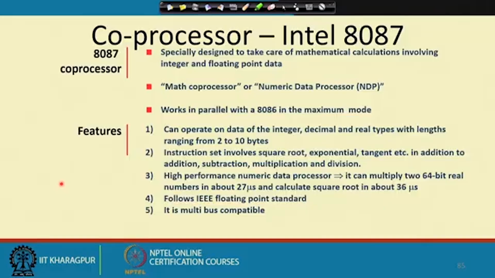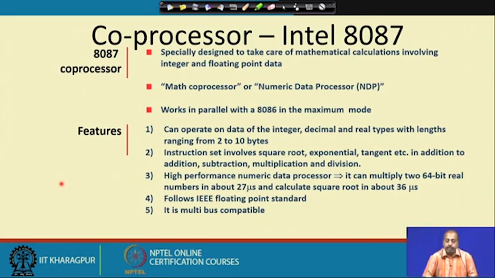The instruction set of 8087 has the square root, exponential and tangent functions. In addition to normal addition, subtraction, multiplication and division, you can also compute the square root of a number, the exponential, and these numbers can be 10 bytes long also, as we have seen in the previous point. You can easily compute all these things like square root, exponential, tangent of some value, and the other operations like addition, subtraction, multiplication, division are definitely there.